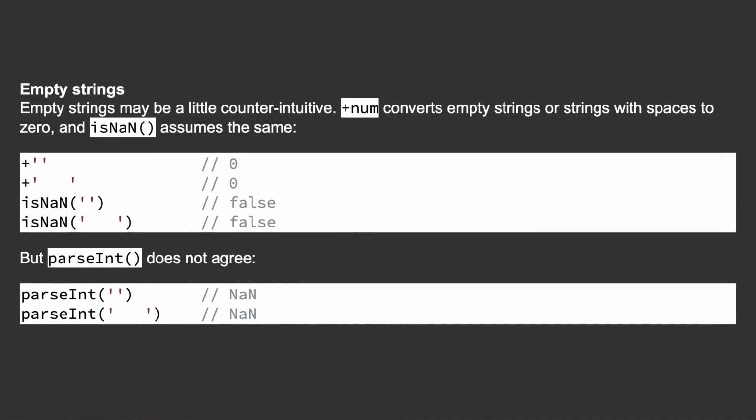Empty strings. Empty strings may be a little counterintuitive. +num converts empty strings or strings with spaces to 0, and isNaN assumes the same, but parseInt does not agree.